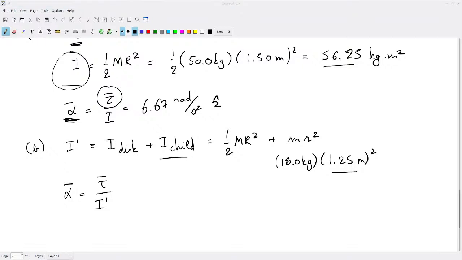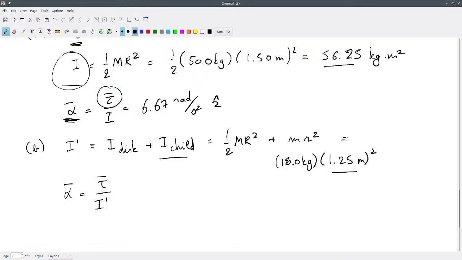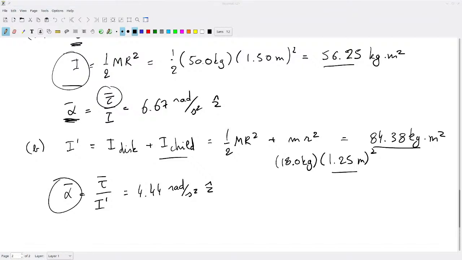Now if we do that, obviously we're going to find a larger moment of inertia here. It's going to be 84.38 kilograms meters squared. So a larger moment of inertia will give us now a smaller angular acceleration. It will be 44.44 radians per second squared, still in the z direction. So what does this mean now? What could we do with this quantity alpha?